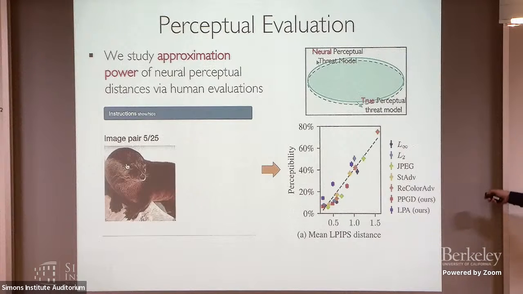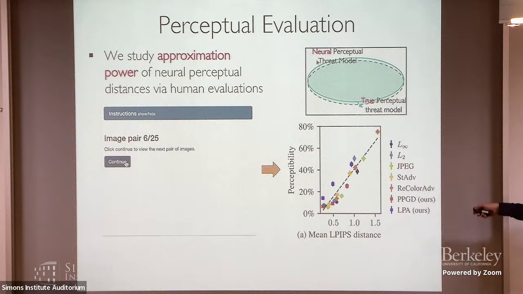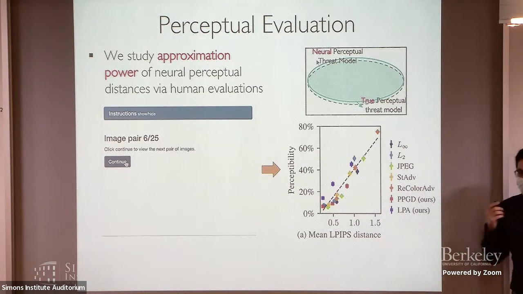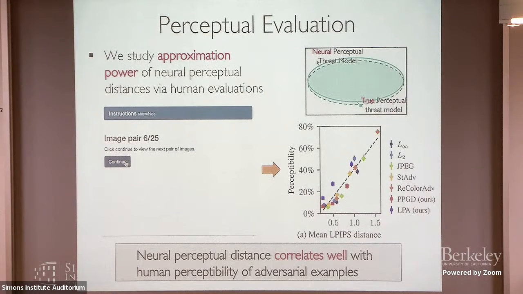So with attacks generated by different threat models, we basically have on the y-axis the human perceptibility of the perturbations versus the x-axis, which is our neural perceptual distance. And you can see the correlation here. It is amazing. It is above 85% correlation. Meaning that I could just look at the neural perceptual distance and tell if the users are going to be able to tell the difference between the x and x prime or not. In other words, this approximation is good, and we have a good correlation between the perceptibility and the neural perceptual distance.